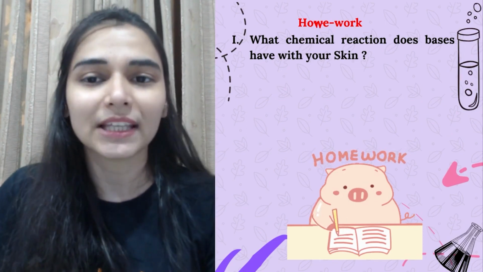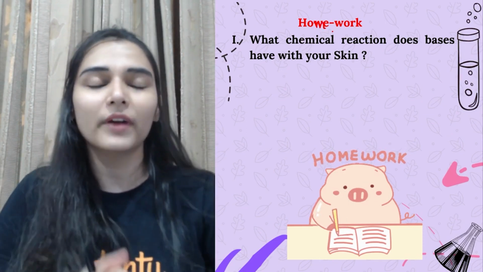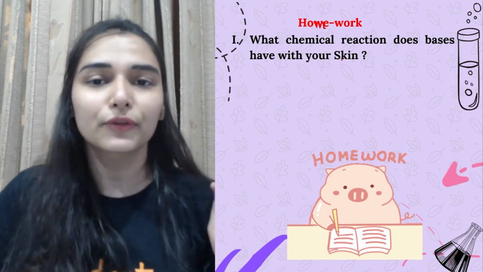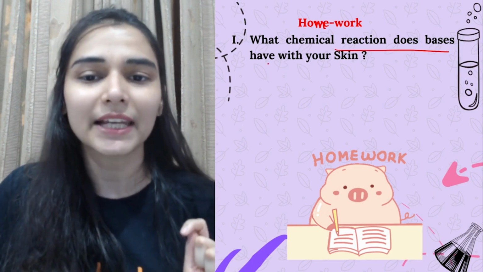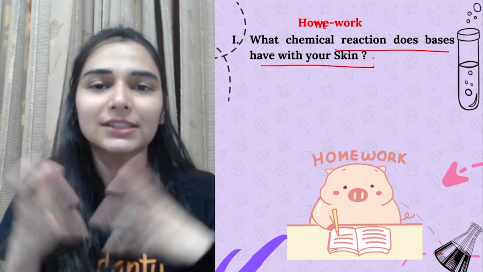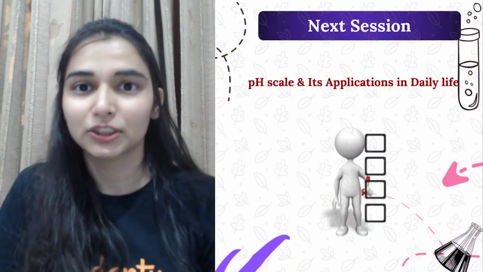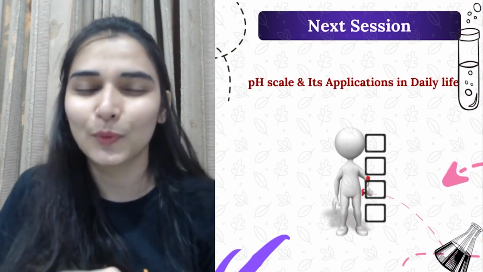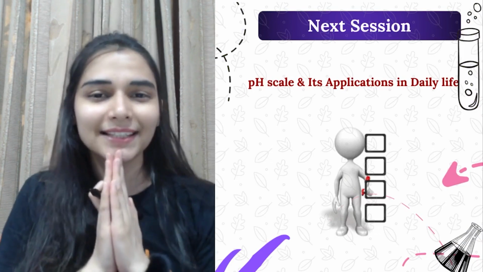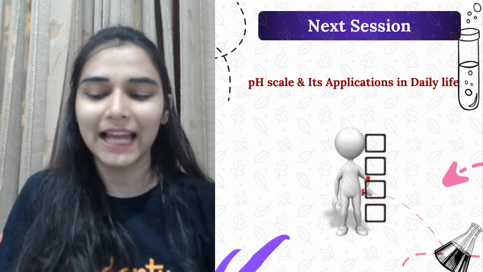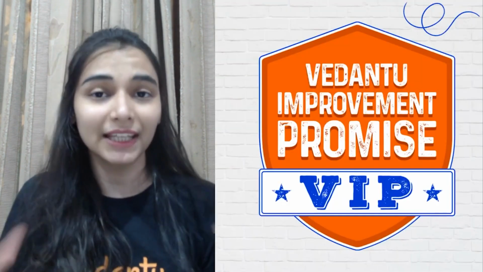And now ma'am is giving you a homework question and I want the answers in the comment section. The first homework question: what chemical reaction do bases have with your skin? Corrosive reaction. Yes, what kind of reaction is that? In the next session we will talk about the pH scale and the applications. That will be a very important session.